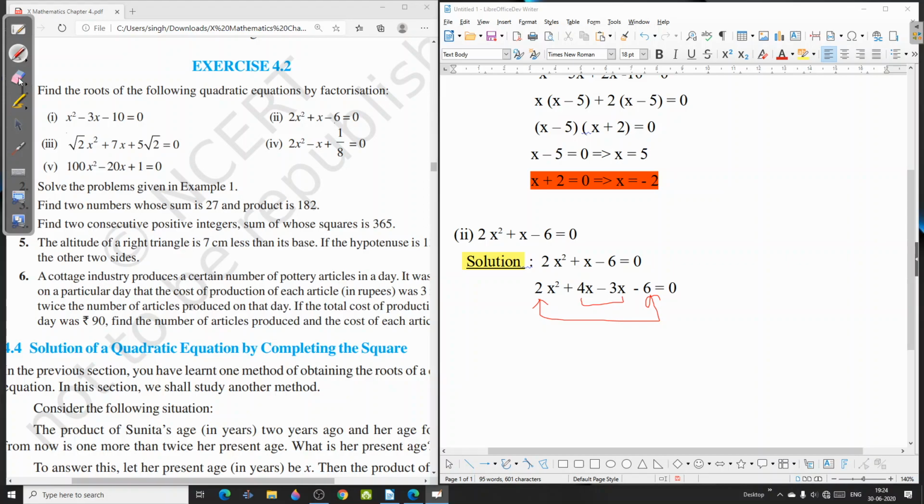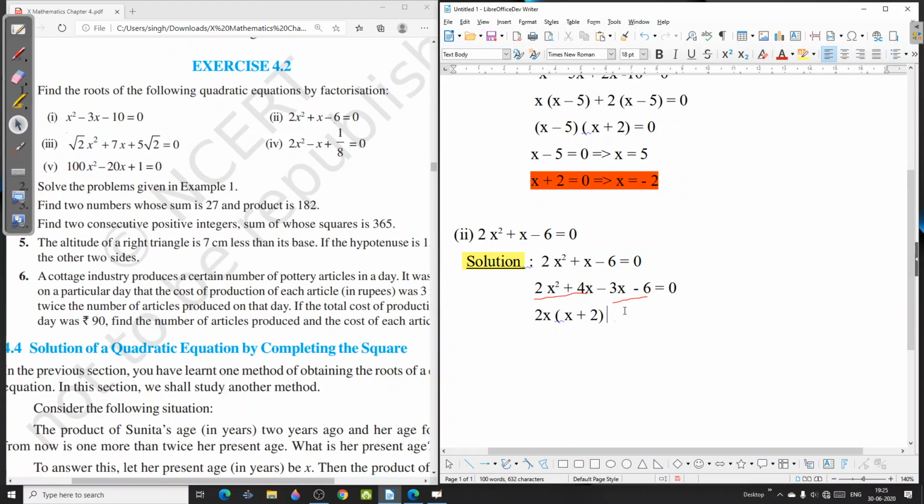Next we'll find out the common terms. We have to group them like this. First two terms we'll take, then we make the group of the next two terms. From the first two terms we'll take out whatever is common. What is common? You can see on your own, that is 2x is common. So write 2x. Remaining will be, from the first term, x, plus from 4x, 2x is already taken out, so remaining will be 2. So x plus 2 will remain.